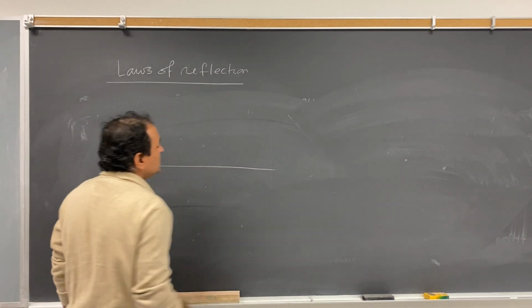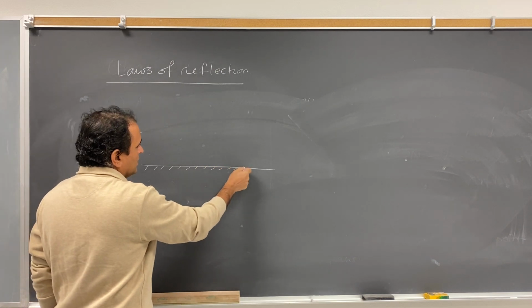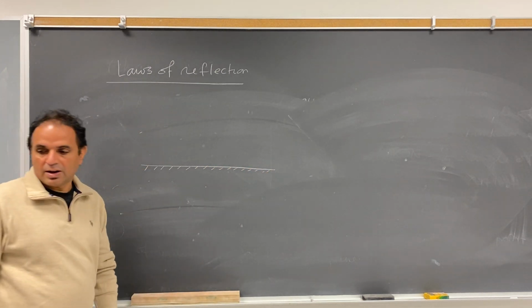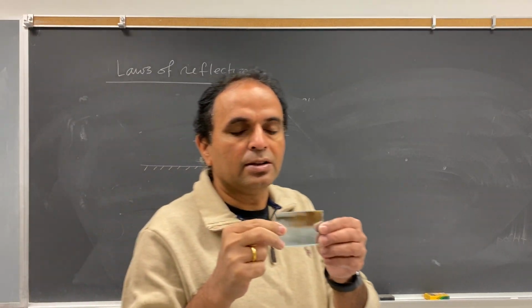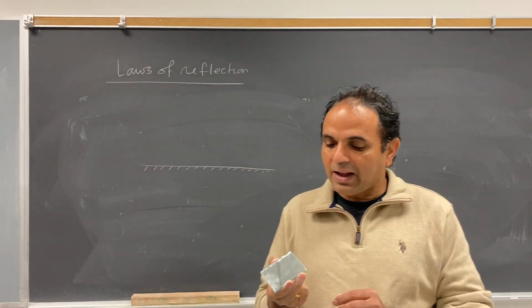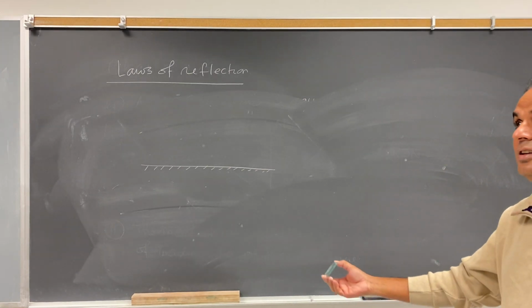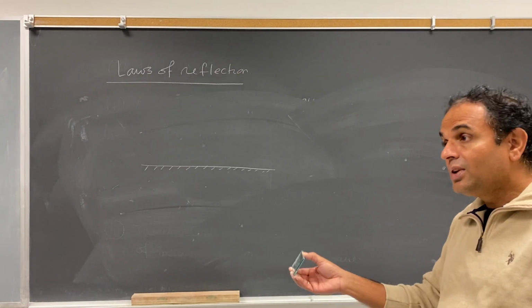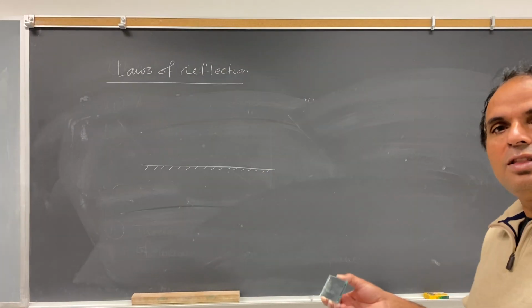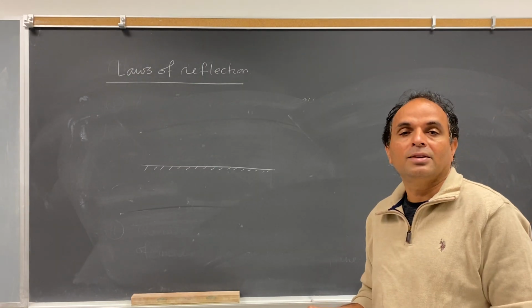Now, let us suppose this is the plane mirror. If I take this plane mirror and keep it somewhere outside the room, if it is sunny, then you can see a very bright spot on the wall. Right? If you move it, you can see the bright spot move on the wall.